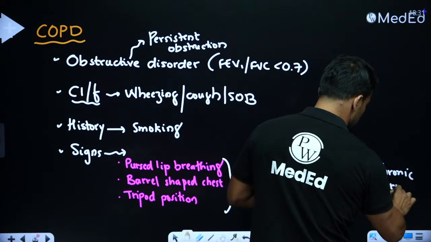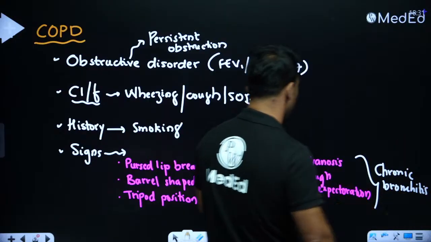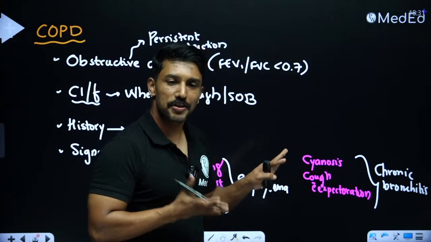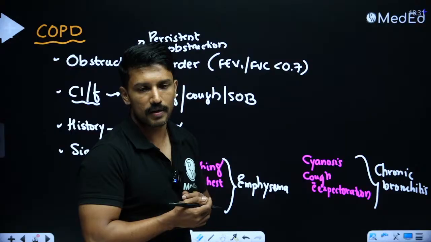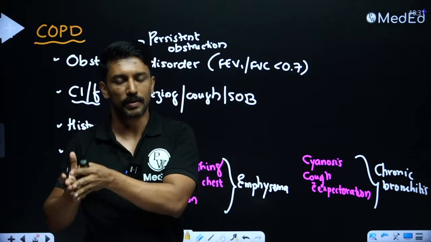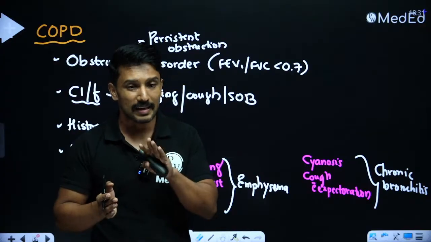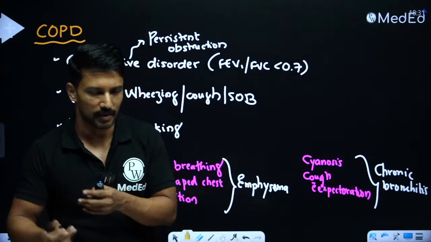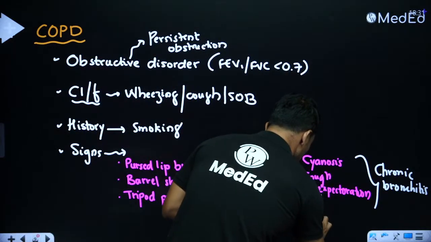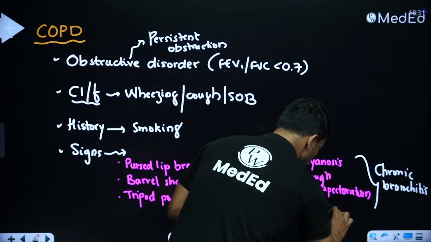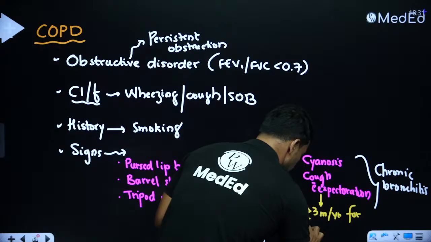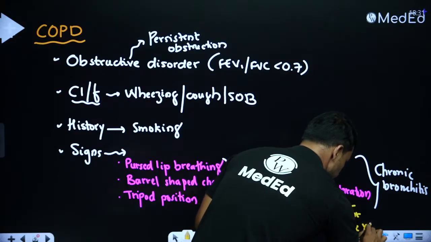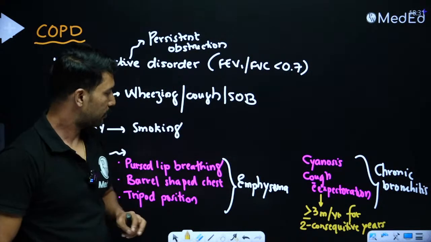Chronic bronchitis. And please remember, whenever the examiner wants you to think of chronic bronchitis, he mentions the definition in the question itself. What is the definition of chronic bronchitis? Cough which is productive, means with sputum, for at least 3 months per year for 2 consecutive years, or sometimes they mention it as more than 2 months, which is nothing but 3 months. Cough with expectoration for more than or equal to 3 months per year for 2 consecutive years. That is the standard definition of chronic bronchitis.